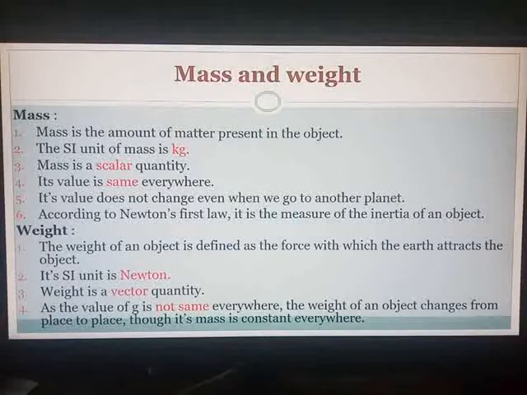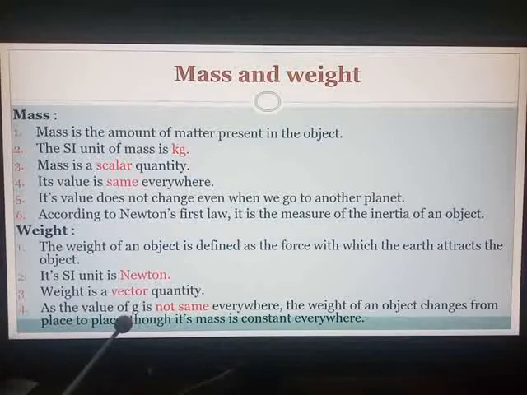What is weight? Weight is nothing but the force. What is force? Mass into acceleration due to gravity. So mass remains constant, but weight will change. Why will it change? Because it is a product of m multiplied by g.